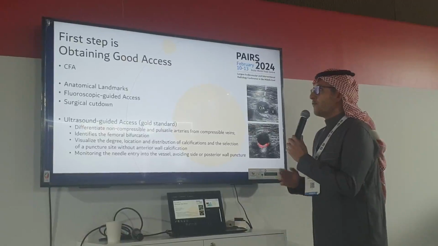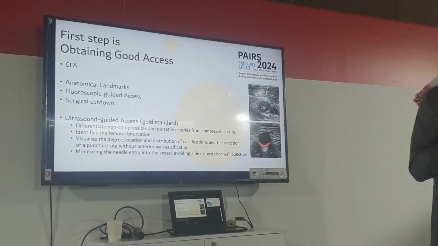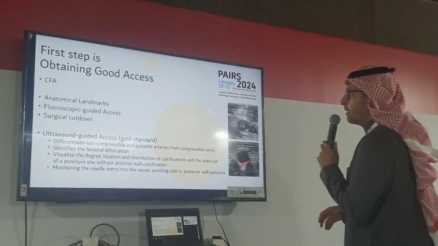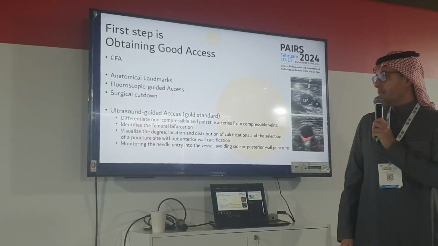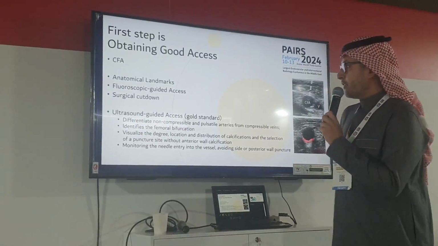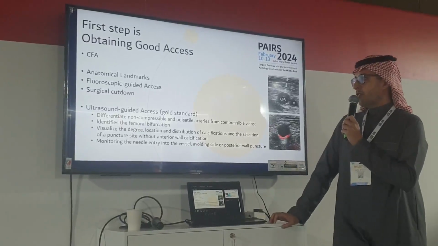So the first step of closure is obtaining good access. Without a good access, you're doomed. And to obtain a good access to the common femoral, we can use either the anatomical landmark, with the inguinal ligament, or we can use fluoroscopy guidance or a cut down. But the gold standard is doing the ultrasound.